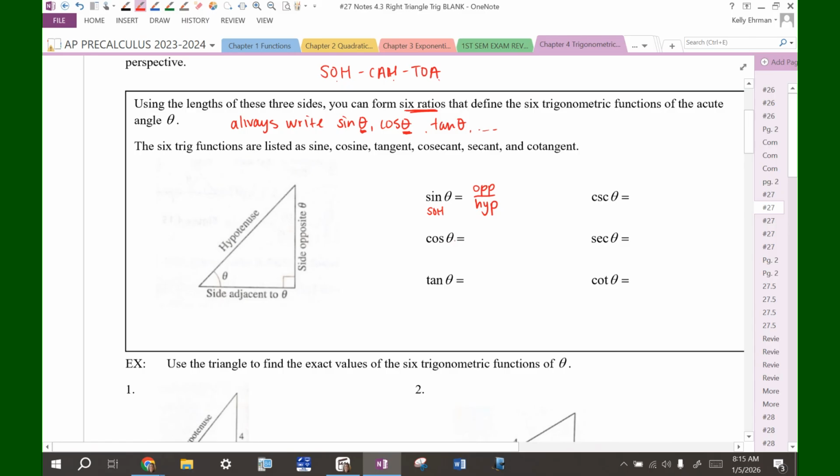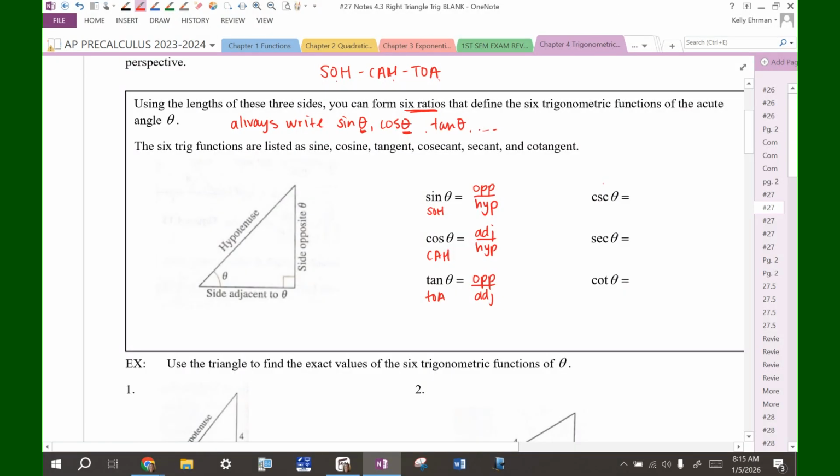Cosine theta, that function is defined to be the ratio between the adjacent side and the hypotenuse. So that's our CAH. And the tangent of theta is the opposite side over the adjacent side, and that's where our TOA is. Now, there are 3 other trig functions. These are just the reciprocals of the first 3.